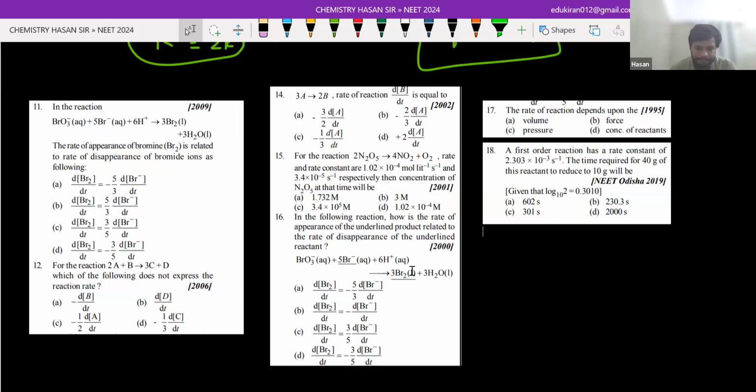Any answer? So 11 is D, that is correct answer. 12 is also D, that is correct answer. 13 is, no, 13 is not, 14. 14 is B, 15 B, D D B.